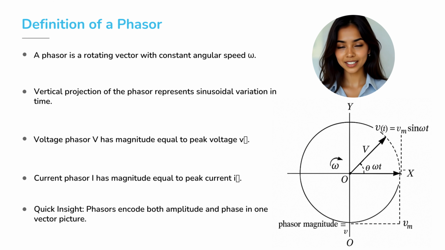So here's the quick insight. Phasors are like a secret code. They combine both amplitude and phase into one elegant picture. That's why engineers and physicists love them when analyzing AC circuits.